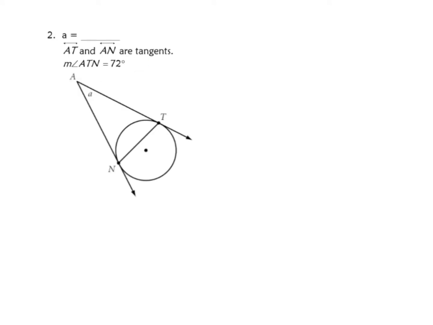Number 2, we know we have two tangents, which then makes this big triangle an isosceles triangle. It gives us that ATN is 72 degrees, which means this base angle is also 72 degrees. So now I can find my top angle by taking 180 minus 72 minus 72. That gives me 36.